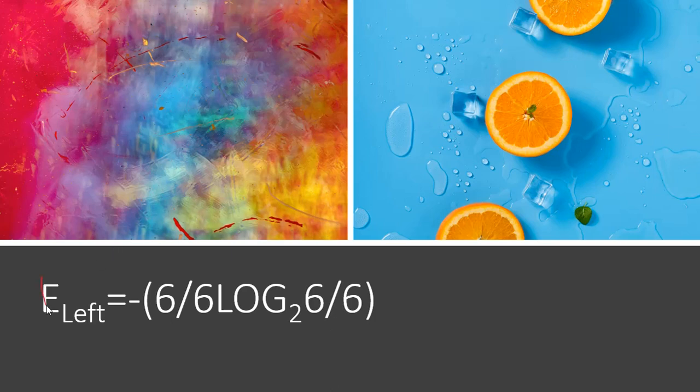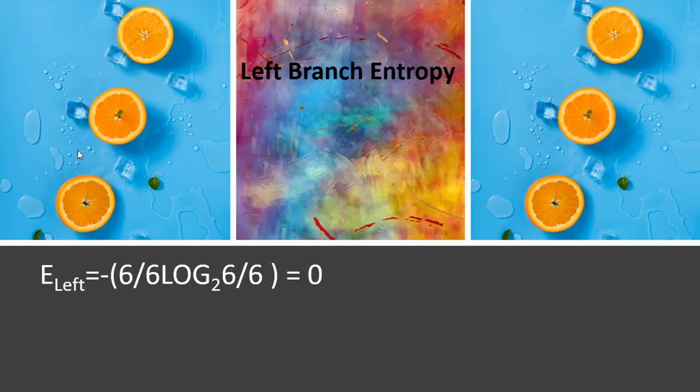Here, the entropy for the left branch is equal to minus left paren 6 oranges over 6 fruits, so that's 6/6 log base 2 of 6/6. Well, when you make that calculation, the entropy is equal to 0. So that's 1 log base 2 of 1. That entropy is equal to 0.